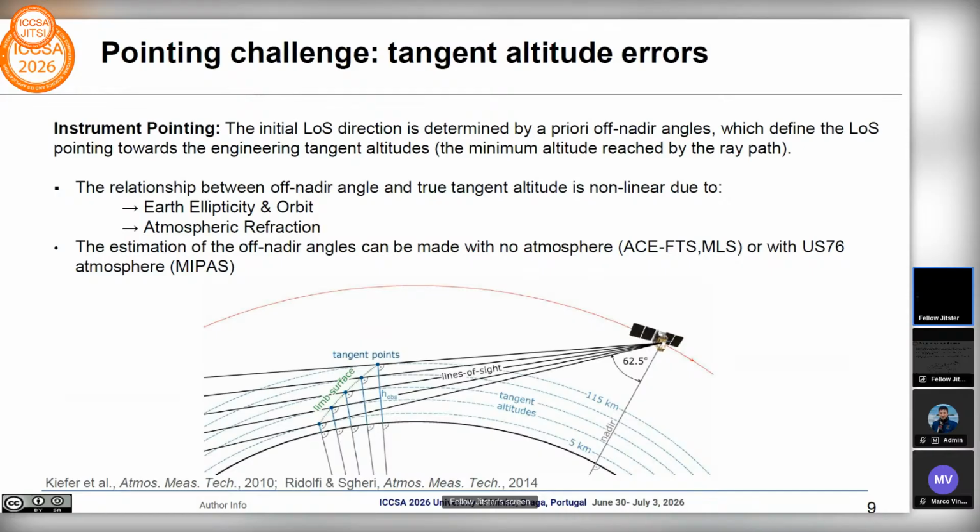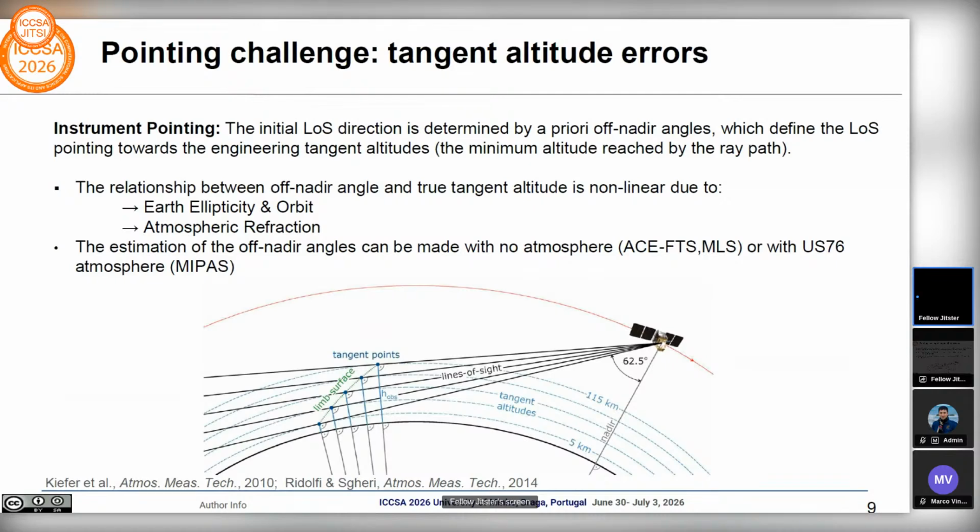But for the atmosphere, the effect of the atmosphere that bends the line, we need to make some assumption. For example, in the case of ACE-FTS or MLS, the estimation of these pointing angles is made with a pure geometric model, so without considering refraction in the atmosphere. While with MIPAS, this is done with a constant atmosphere, the US standard atmosphere. So now we want to look more at this aspect linked to this model.